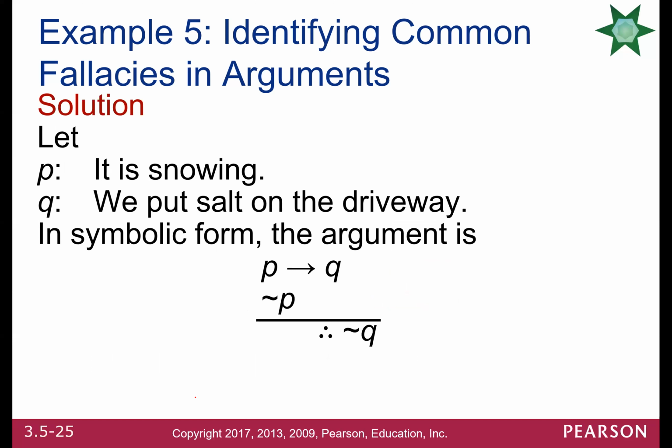Okay, so does this fit any of the forms that we have? Does it fit any of the four forms of a valid argument, or does it fit one of the forms of an invalid argument? And this is actually the fallacy of the inverse. So it fits one of the two forms of the invalid arguments. So since this is the fallacy of the inverse, it's a fallacy, which makes it an invalid argument.